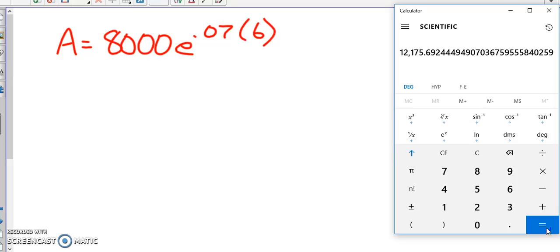Now, how much did we get when we compounded monthly at 7%? Wasn't it like 12,160 or something like that? So basically the difference between compounding monthly and compounding continuously on an investment of $8,000 over 6 years is 15 bucks. So they're really not cheating you out of too much money just doing it monthly and not continuously. It's not that big of a difference. And that is 4.1.